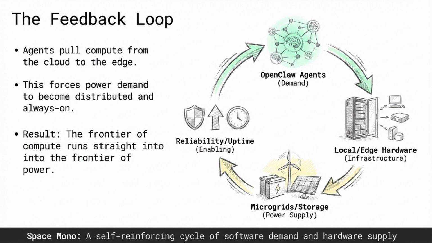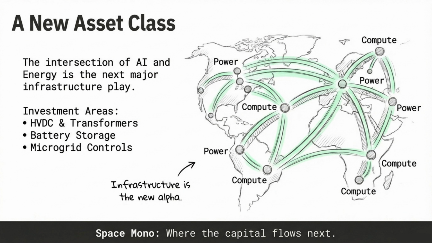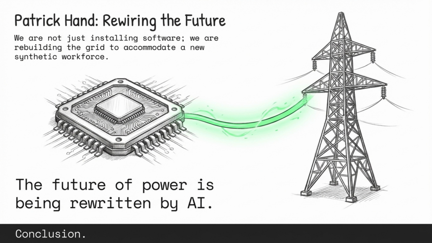Put all these threads together, and you get a complete loop. OpenClaw-style agents pull compute back from pure cloud into local and edge setups, and they turn power demand from a centralized time-boxed pattern into a more distributed, always steady-on network. At the end of the day, the frontier of compute runs straight into the frontier of power, and the future of power is being rewritten by AI.